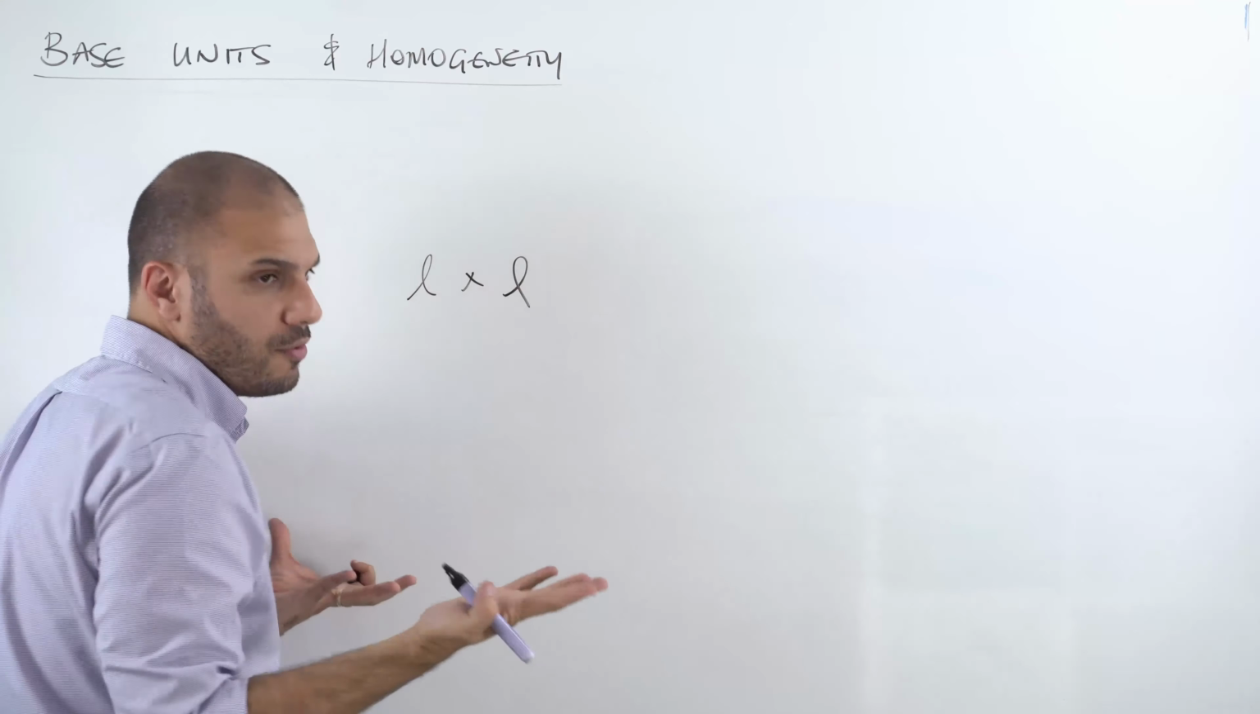So length is measured in meters, and if we're multiplying that, we are creating a new unit. So we are creating a new quantity, and this would be the unit for this quantity. A quantity that is created by combining other quantities is called a derived quantity.